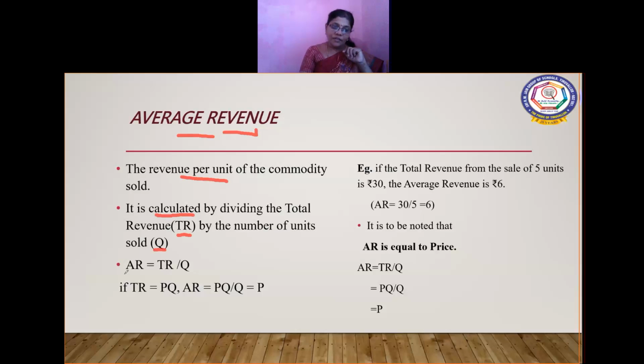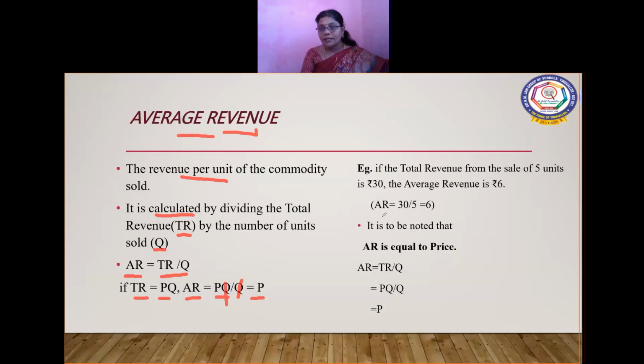So average revenue equals, so what is the average? That is the price also. So total revenue by quantity. Total revenue equals PQ, that is price into quantity sold. Here AR equals PQ divided by Q. So if we cancel this Q and Q, we will get the price.